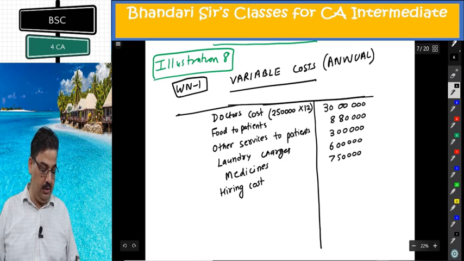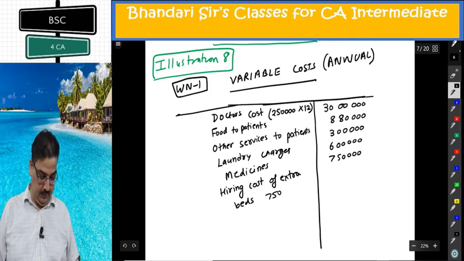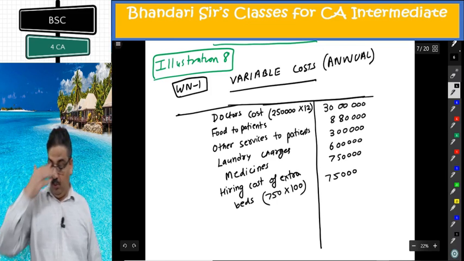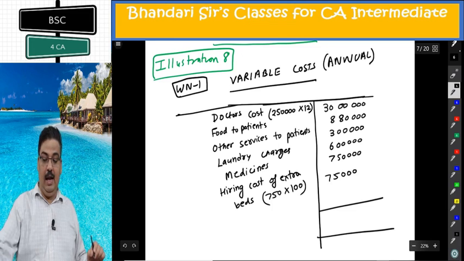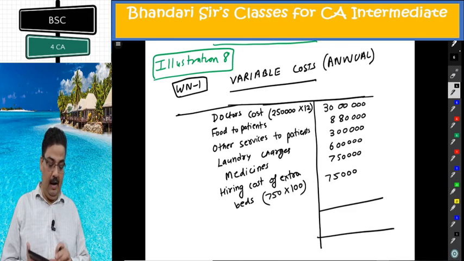Hiring cost of extra beds: 750 into 100, 75,000 rupees extra. Another variable cost. Let us add them all to get variable and fixed cost.